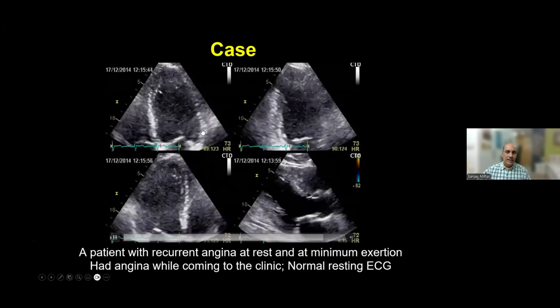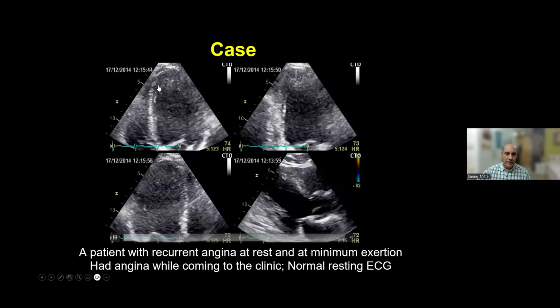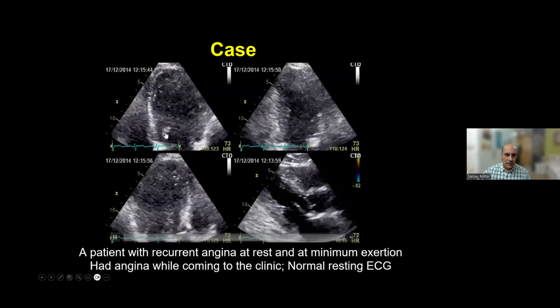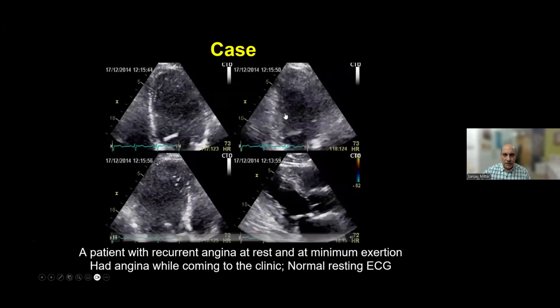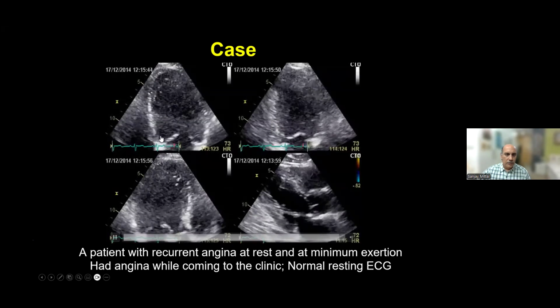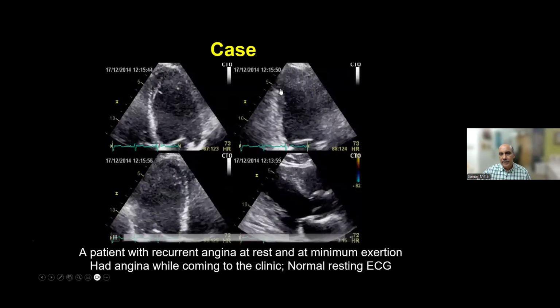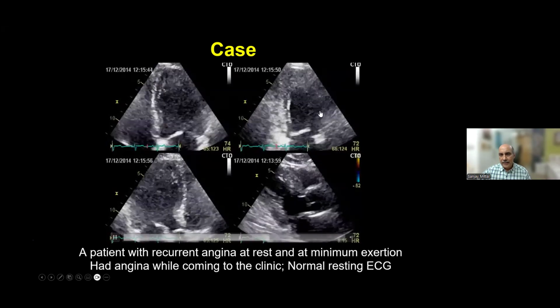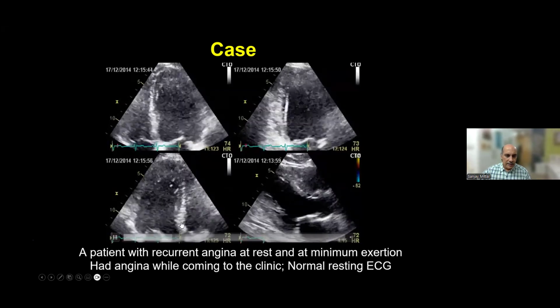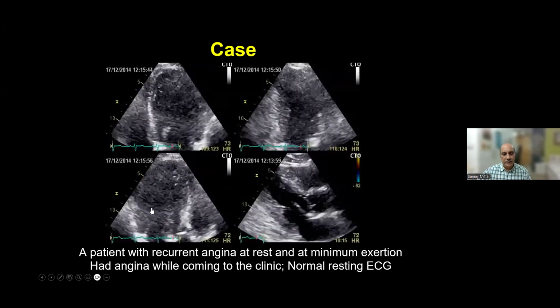Last but not the least, let me give you an example. This is a case where we were doing a dobutamine stress echo. This is a four-chamber view, two-chamber view, apical long axis view, and parasternal long axis view. Basal septum, mid septum, apical lateral, mid lateral, basal inferior, mid inferior, apical inferior, and the three anterior walls. These would be basal anterior septum, mid anterior septum, basal posterior, and mid posterior. So all 16 segments.